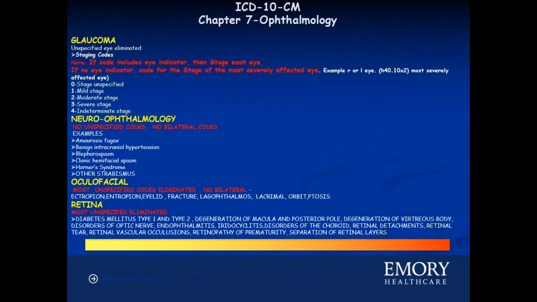And I forgot to tell my coders to bring their books, because you can look this code up, H40.10X2, and it will give you a perfect example. What they're telling you is that if it's not a stage, then they want you to stage the most severe eye, because it doesn't give us any laterality in some of the codes for glaucoma.